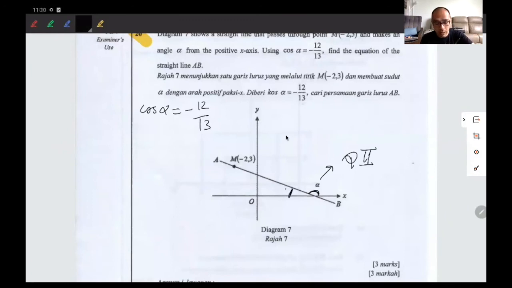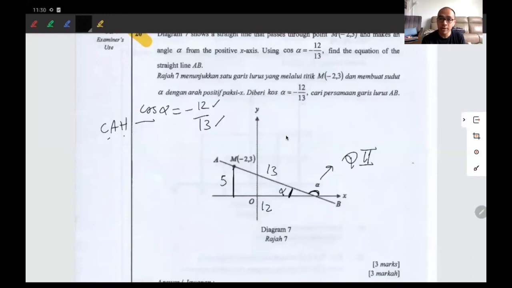This is also alpha, the basic angle. Okay, and if we have 12 over 13, then cos. Okay, remember cos is adjacent over hypotenuse, which means that if I follow this line over here, this is 12 and this is 13. Okay, adjacent is 12, hypotenuse is 13. Okay, and therefore, using Pythagoras theorem, I can conclude that this one is 5.